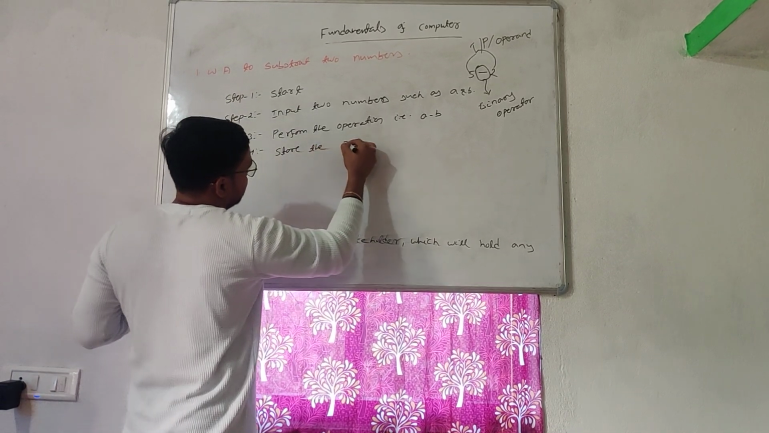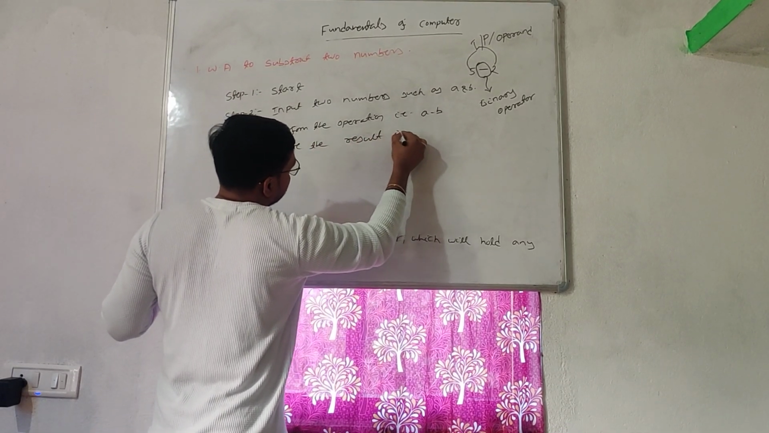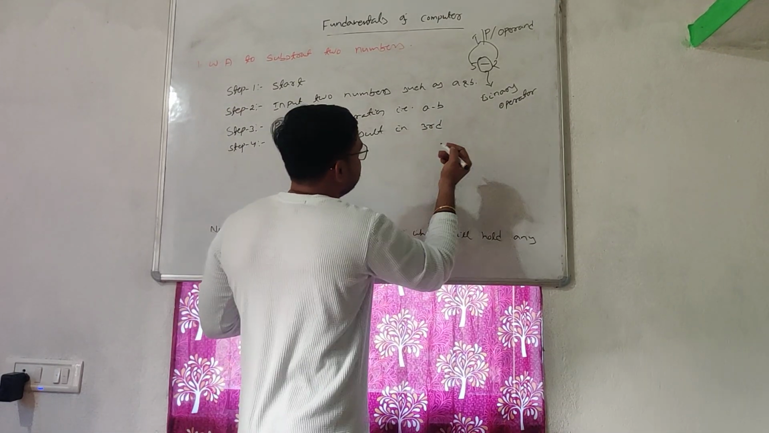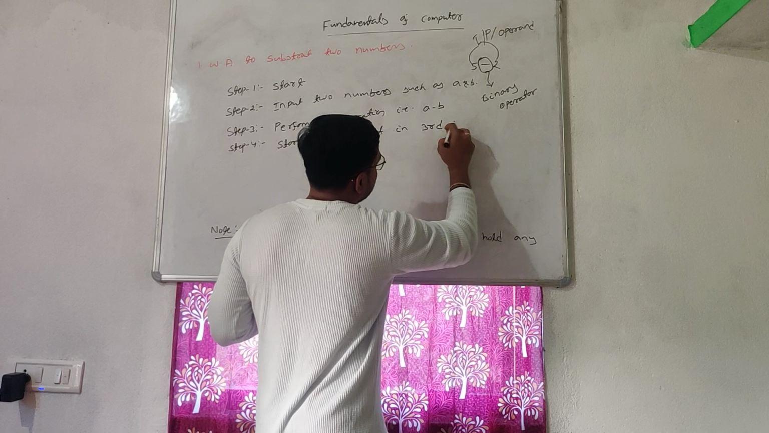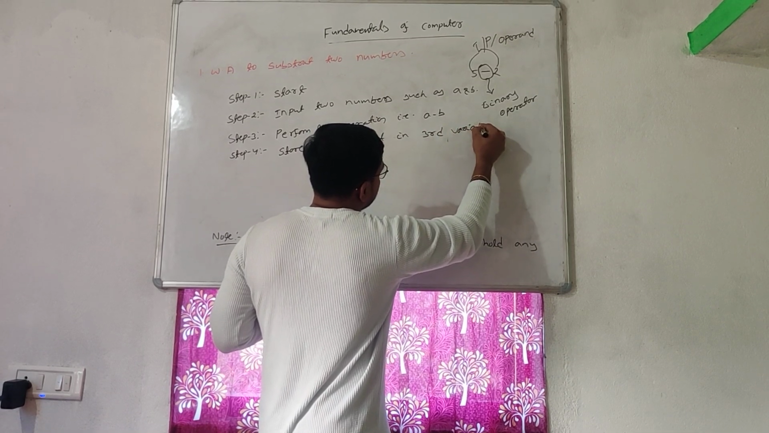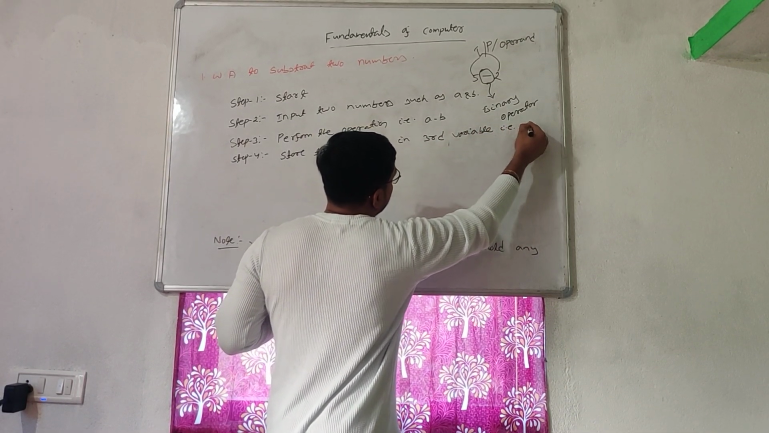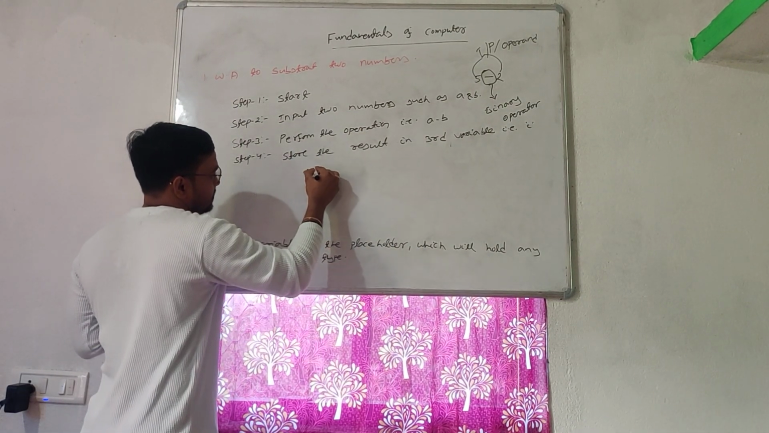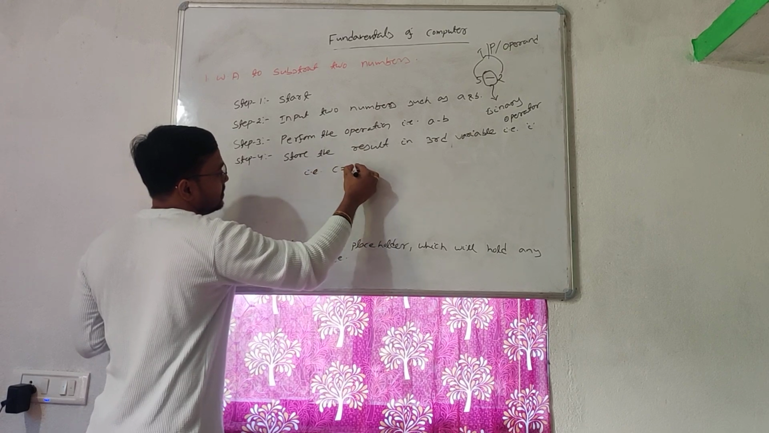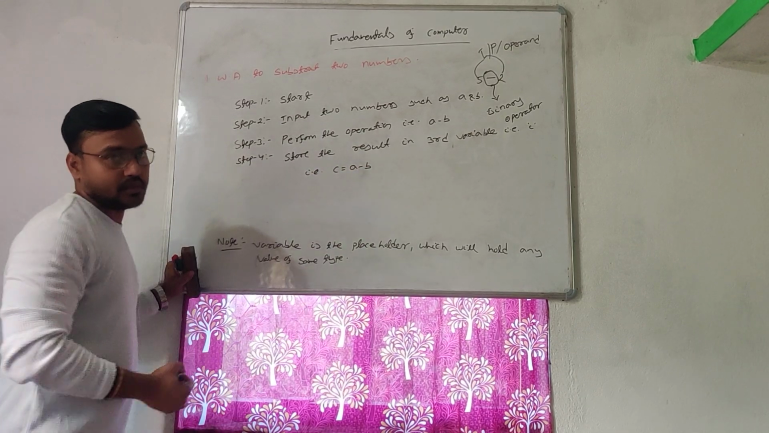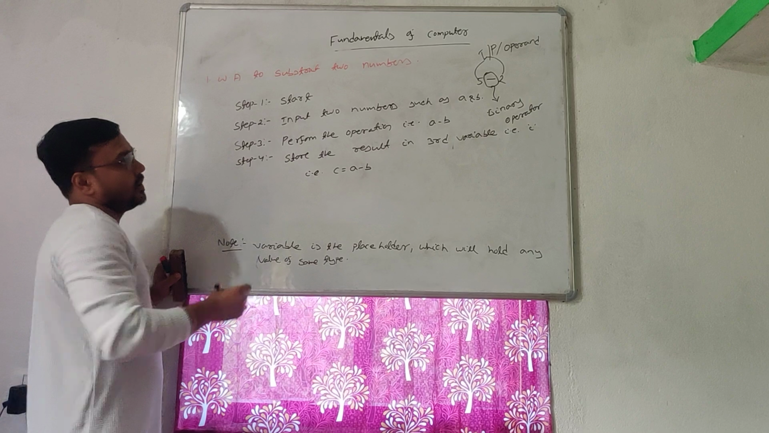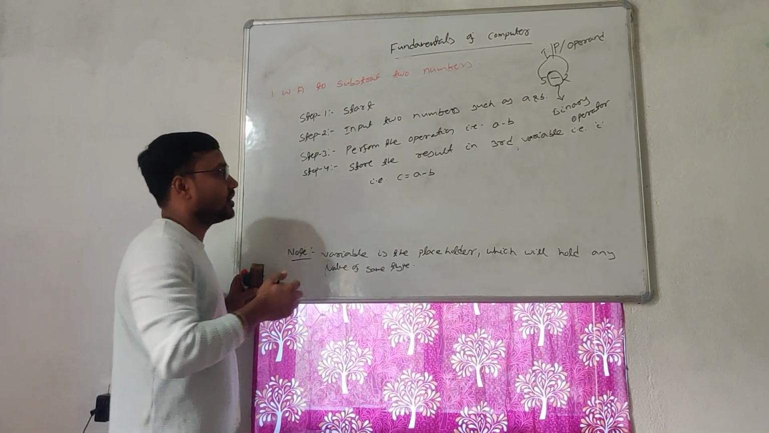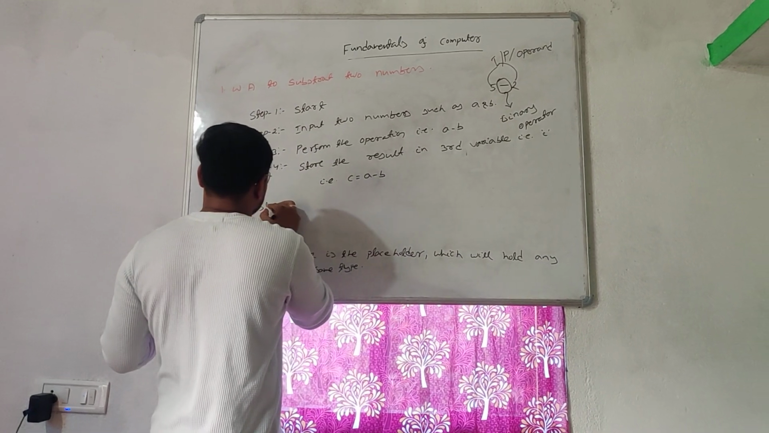Step 4: store the result, sorry guys, store the result in a third variable, that is c. Okay, that means c equals a minus b. What is the next step? I need to print the result. Okay, I need to print the result. Step 5.